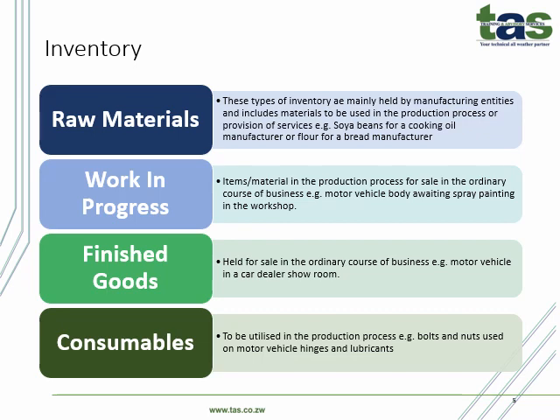Finished goods. These are now products that have been completed and are held for sale in the ordinary course of business. For example, a motor vehicle in a car dealer showroom. Consumables. These are items to be utilized in the production process. For example, bolts and nuts used on motor vehicle hinges and lubricants.